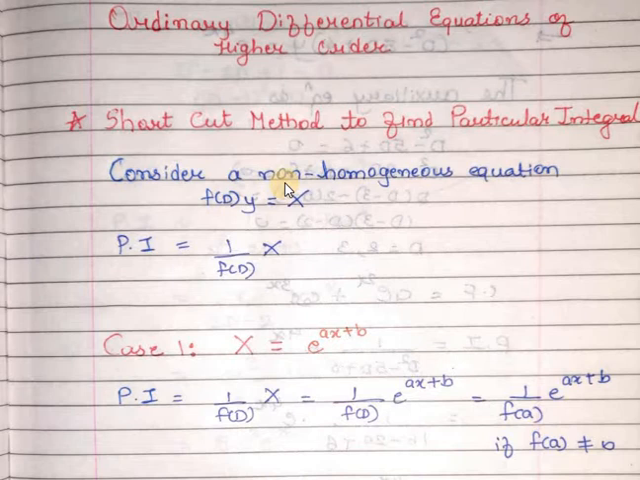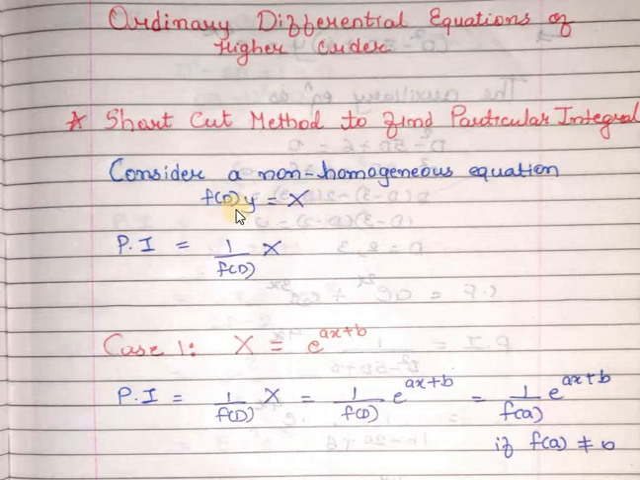First of all, what is the meaning of a non-homogeneous equation? For a non-homogeneous equation, the right hand side of the equation should be non-zero. So here it is capital X. If the right hand side of the equation is equal to 0, then it is called a homogeneous equation. So here we are considering that the given equation is a non-homogeneous equation of this type, that is f of D into y is equal to capital X.